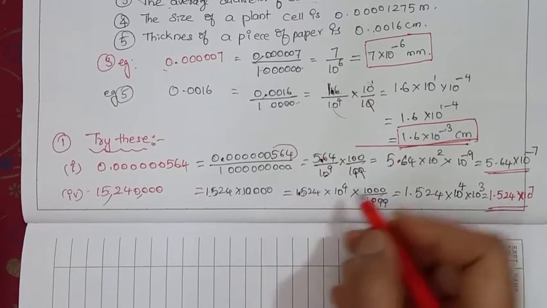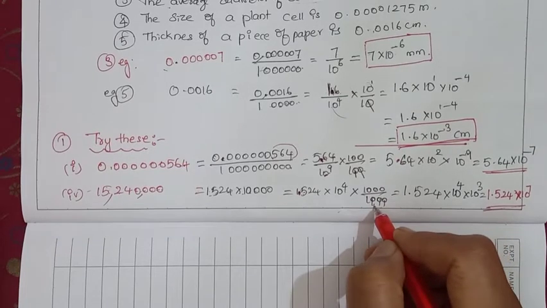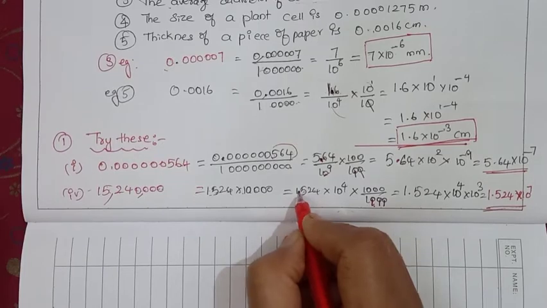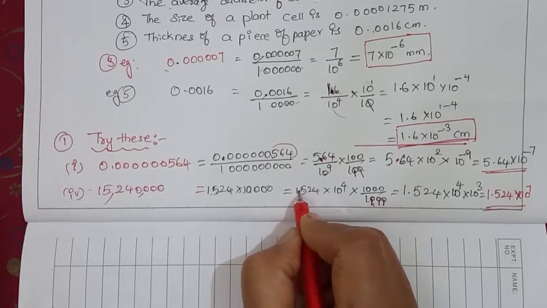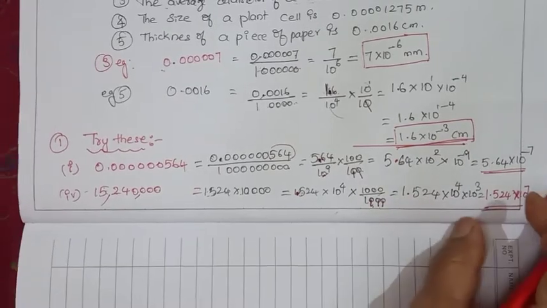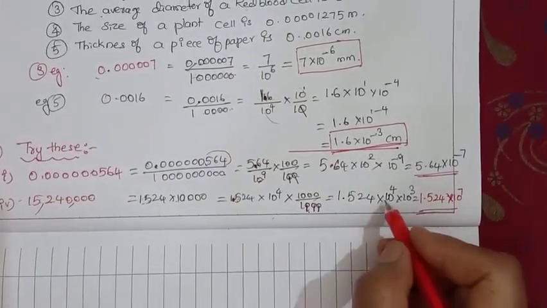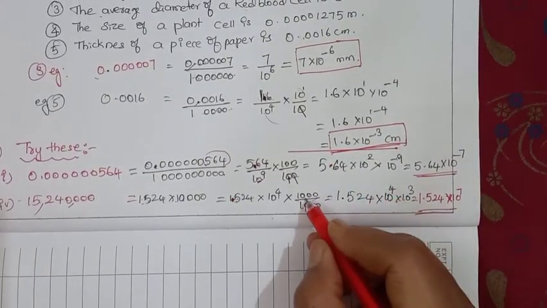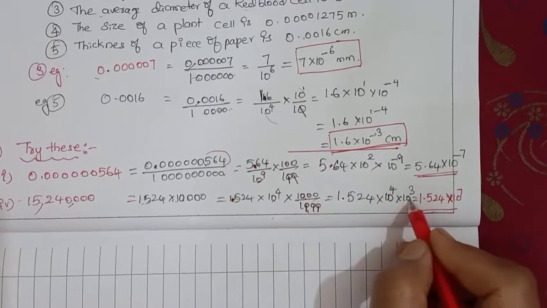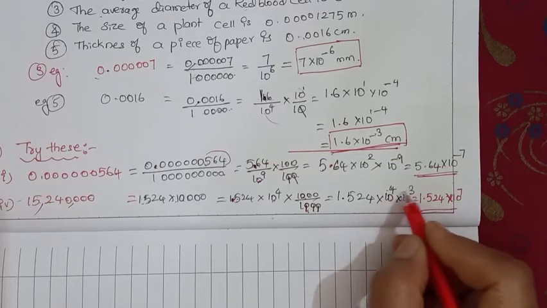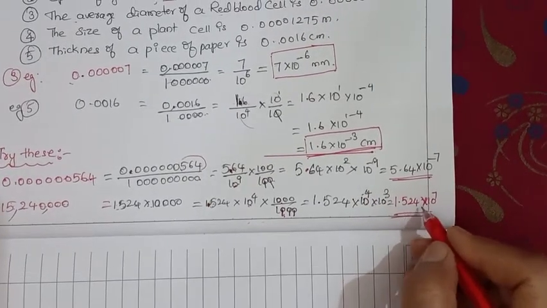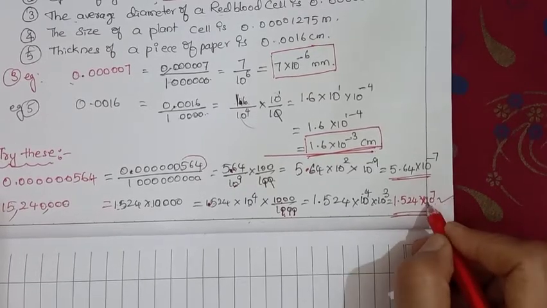So I need to multiply and divide by 1000 again here. I am removing these 3 zeros and placing the decimal here to convert into a shorter form. Now this becomes 1.524 into 10 to the power of 4, this one. And this is base 10, 10 cube. Now I'm adding these two because both are positive. So this becomes 1.524 into 10 to the power of 7.